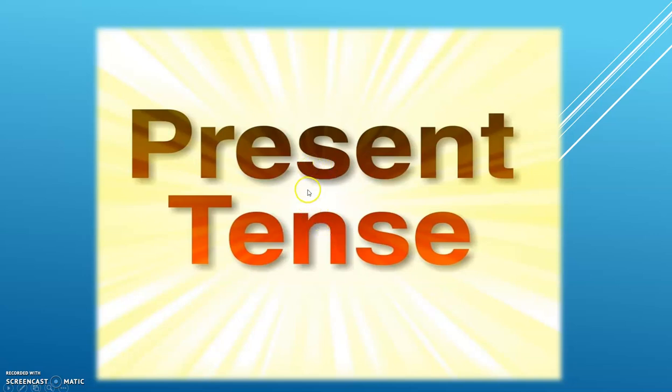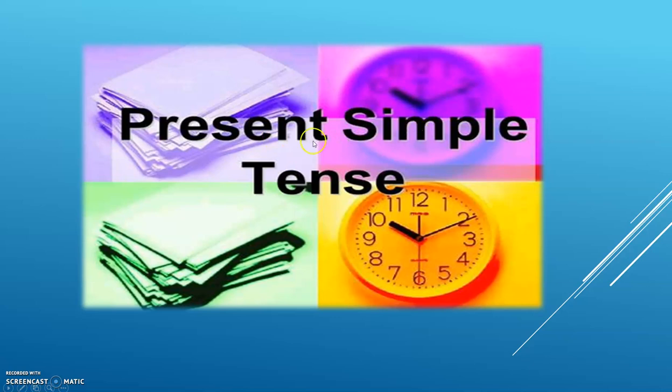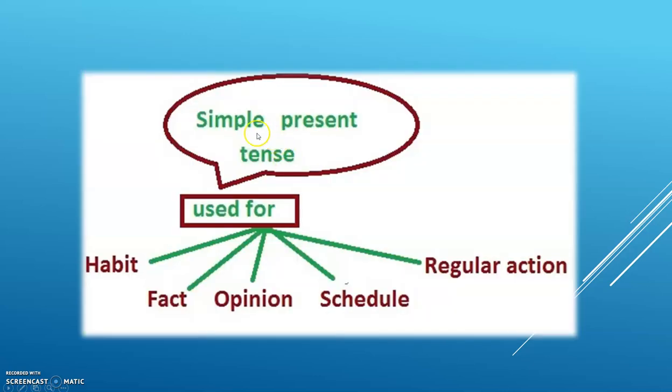Clear? Now, which is the first type? Present simple tense or simple present tense. As I told you, either way it is correct. So let's see. Now, when do you use simple present tense? It is used for habit, fact, opinion, schedule, regular action.